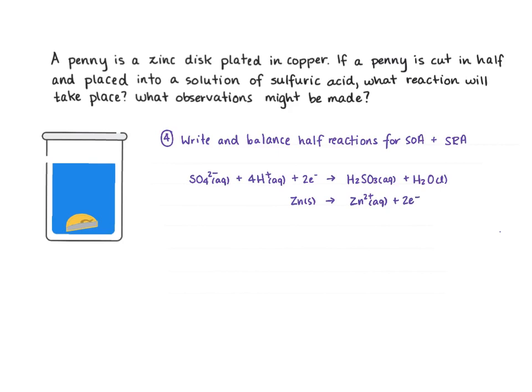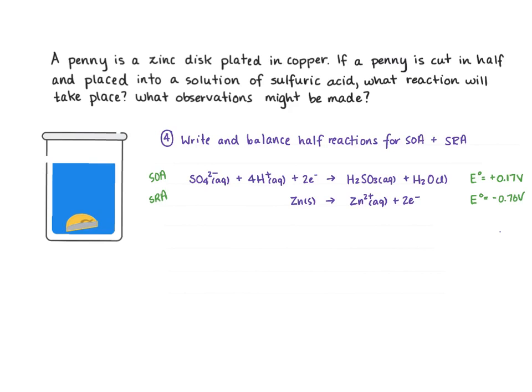I'm going to quickly just write the E naught values for these two reactions. We're going to use that in the next step. So our E naught for this reaction is positive 0.17 volts. That's the reduction potential. And our E naught for this reaction is negative 0.76 volts. And this is our SOA and our SRA.